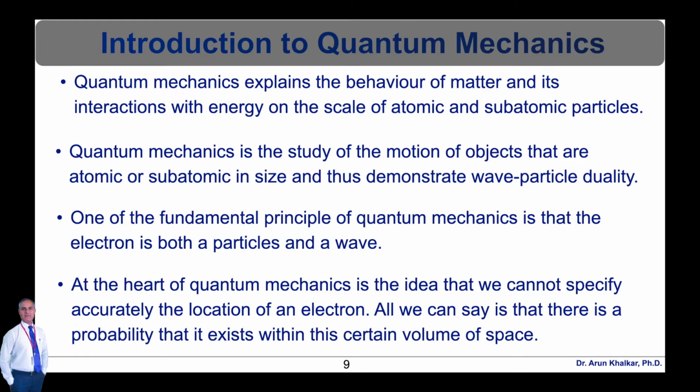The heart of quantum mechanics is the idea that we cannot specify accurately the location of an electron. All we can say is that there is a probability that it exists within a certain volume of space. The scientist Erwin Schrödinger developed an equation that deals with these calculations. Such equations are very important in quantum mechanics.